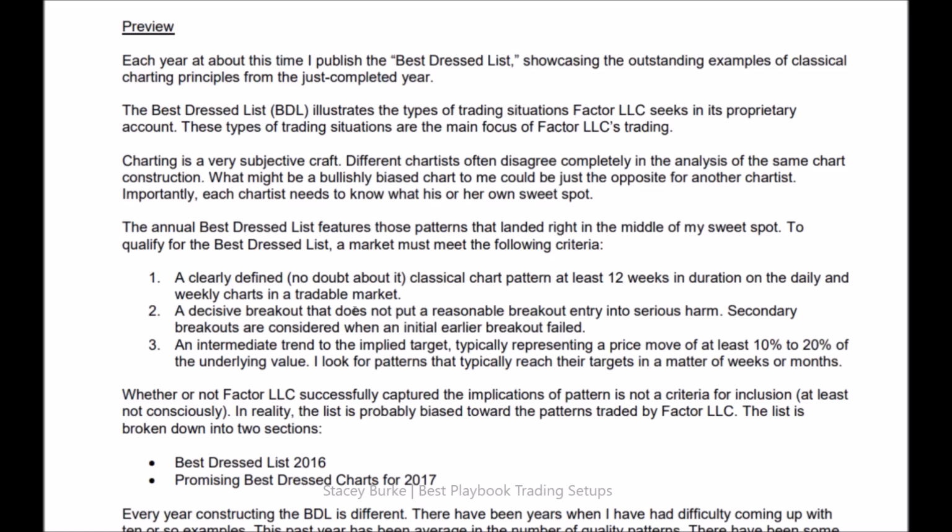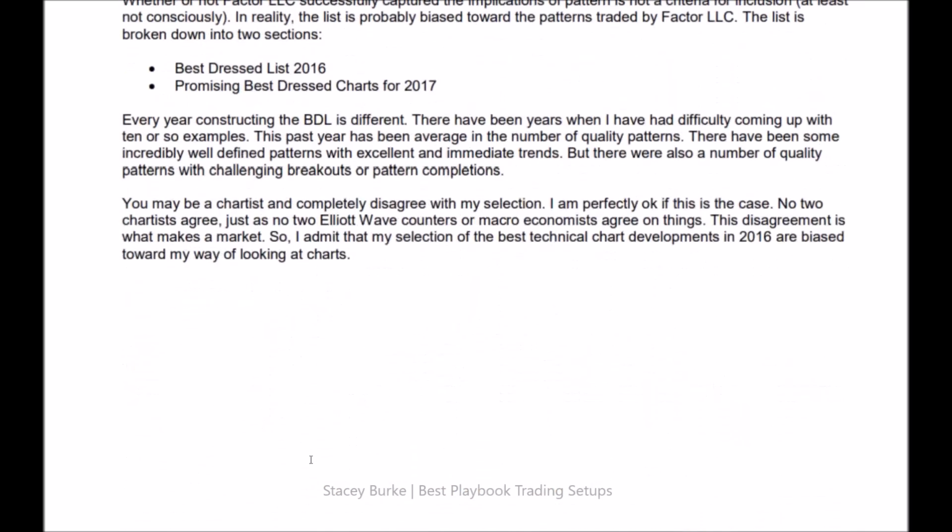A decisive breakout that does not put a reasonable breakout entry into serious harm. An intermediate trend is the implied target, typically representing a price move of at least 10 to 20% of the underlying value. Now, this is classical charting.